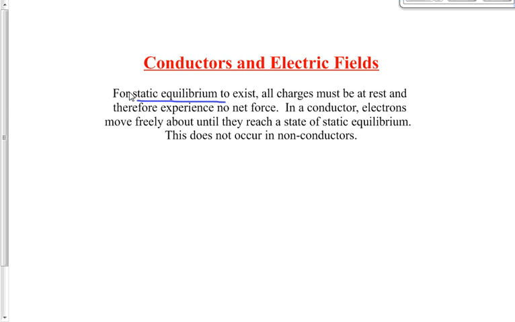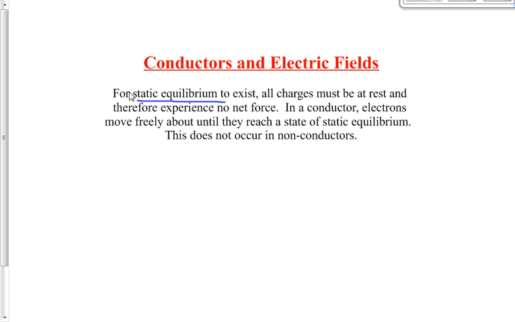You have a whole bunch of extra electrons. They're pushing on each other. They're pushing each other apart. They're going all over the place. But at some point, the forces that repel each other, the repulsive forces, are going to even out. They're going to balance each other. That's when we're in static equilibrium.